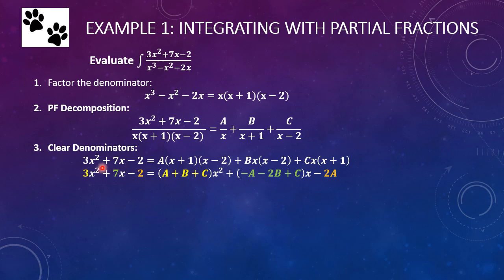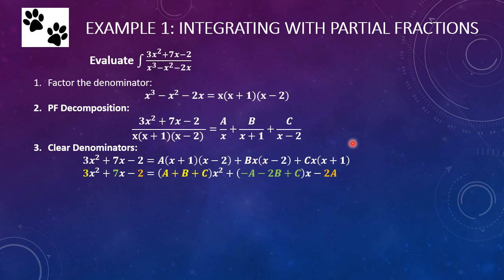And in this we get a times x plus 1, x minus 2, plus bx times x minus 2, plus c times x plus 1. You can see that what you're multiplying each coefficient by is the other 2 denominators that are not present. For example, for a, we multiply by x plus 1 and x minus 2. For b, we multiply by x and x minus 2. For c, we multiply by x and x plus 1.